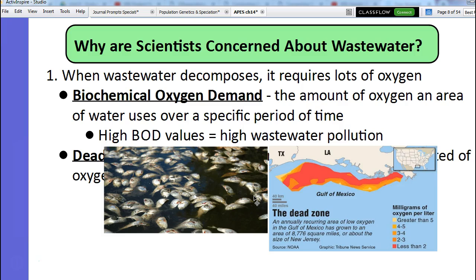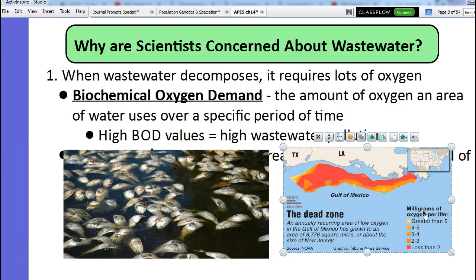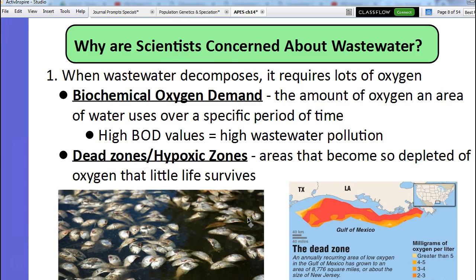If there isn't a lot of oxygen, a lot of times we get dead zones. So we will get fish that just end up dying. Okay? Where the Mississippi River ends up flowing into the Gulf of Mexico, we have a huge dead zone, the size of Louisiana right here, right? This is the coast of Louisiana. The entire coast here is one big dead zone where nothing can live because there's not enough oxygen. So a dead zone or hypoxic zone is an area that becomes so depleted of oxygen that little ends up surviving.